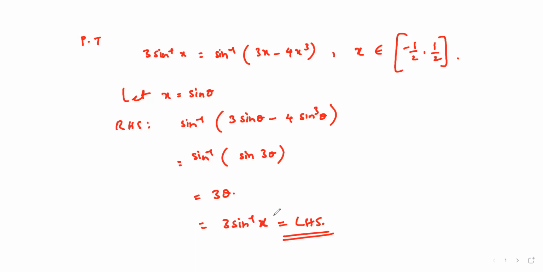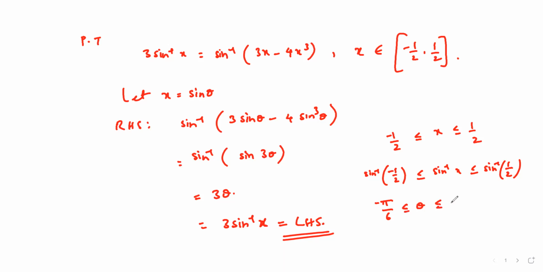Also, they have given, we have to check whether it is lying in the range or not, right? So -1 by 2 less than or equal to x less than or equal to 1 by 2. So sine inverse of -1 by 2 is less than or equal to sine inverse of x, less than or equal to sine inverse of 1 by 2. So this is between minus pi by 6 and pi by 6 for theta. Here I am taking 3 theta, so if I take 3 theta, this will become minus pi by 2 and pi by 2.